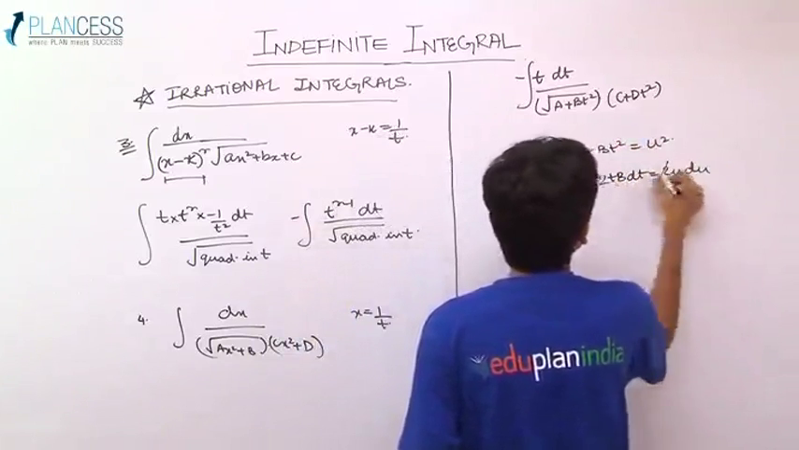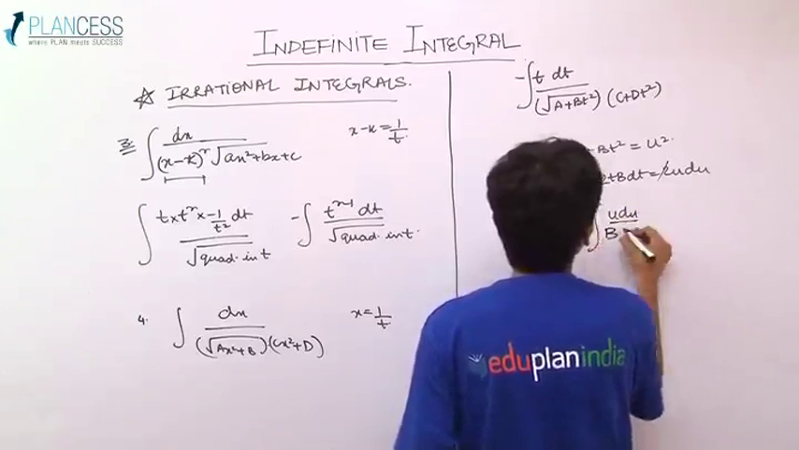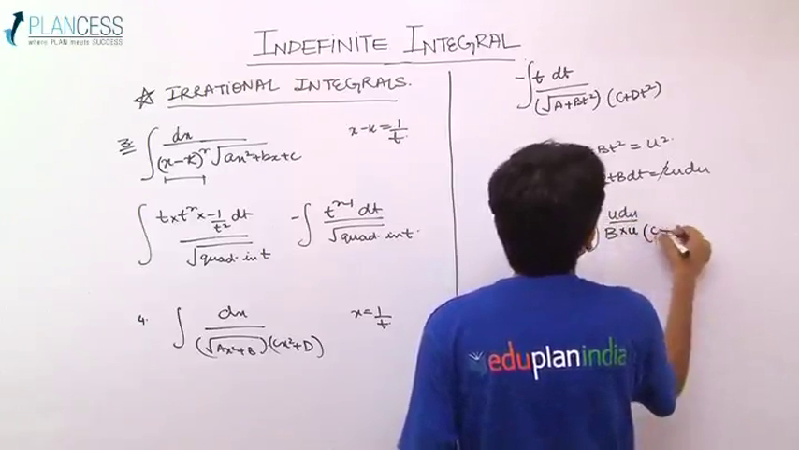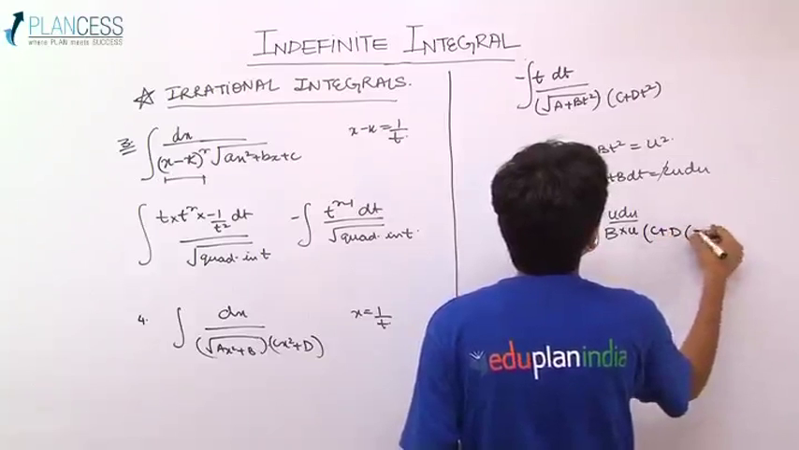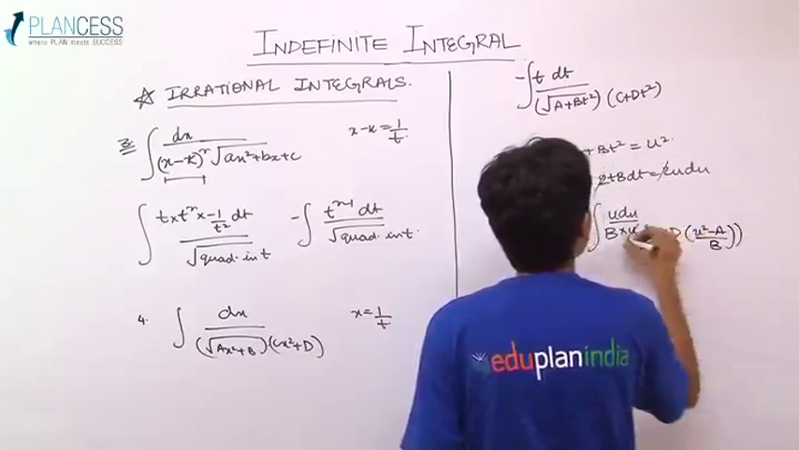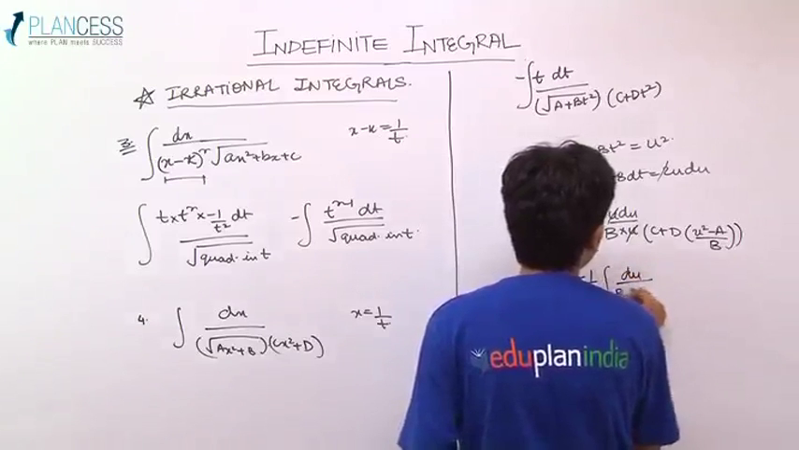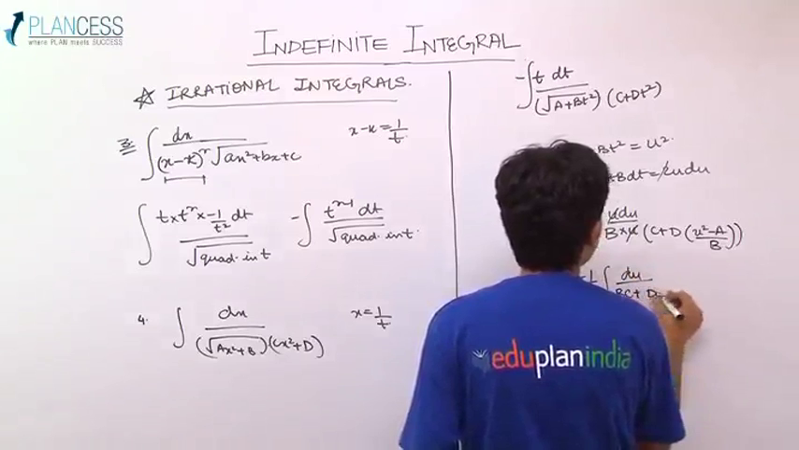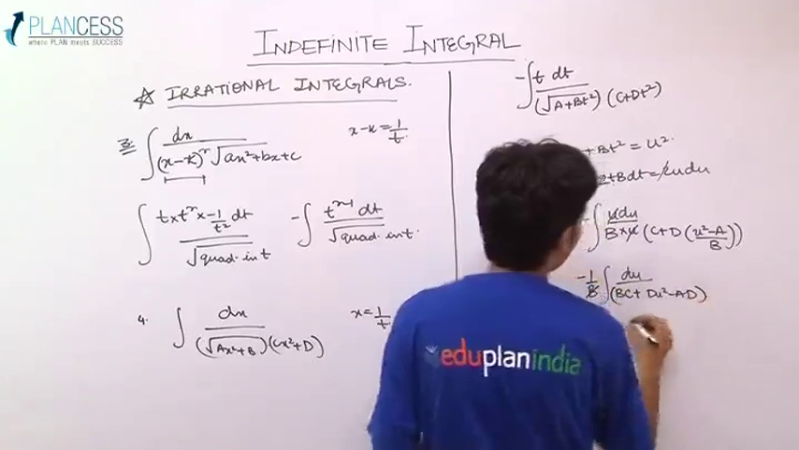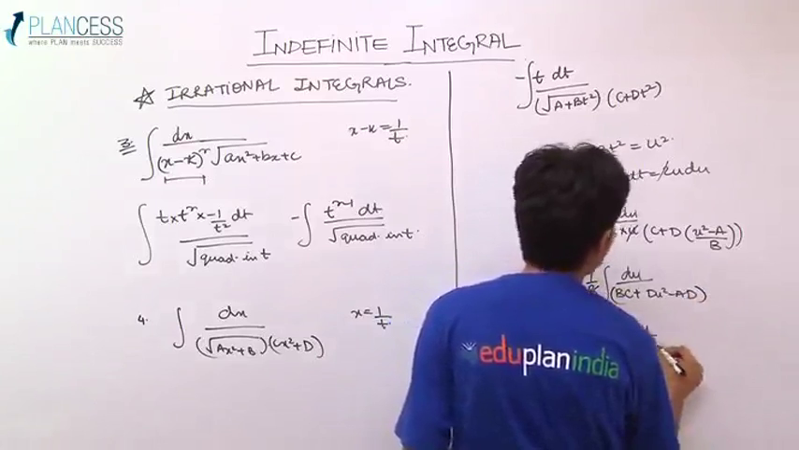So t dt becomes u du by b, and the minus sign is there, and this is nothing but u into (c plus d), and t square is nothing but (u square minus a) by b. So u cancels out, this is minus 1 by b integral du upon (bc plus du square minus ad) by b. So b and b cancel out, so this becomes a format du upon some constant times u square plus or minus l square, and so on.